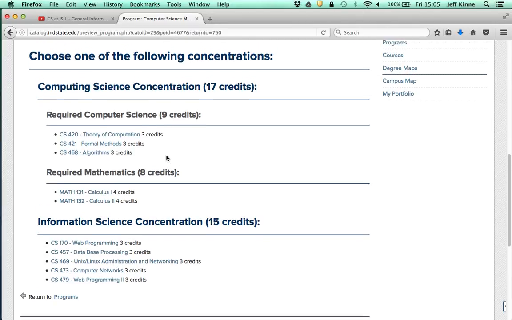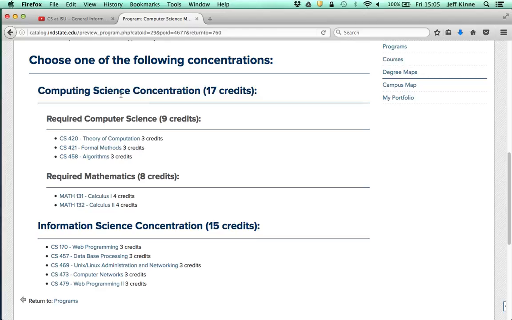The CS concentration, computing science concentration, these are courses that have traditionally been in a CS major since CS majors existed. Traditionally, CS majors took calculus and theory of computation and algorithms, and formal methods goes in with those as well. These 3 courses are the more math-heavy courses with proofs and things like that in the CS major.